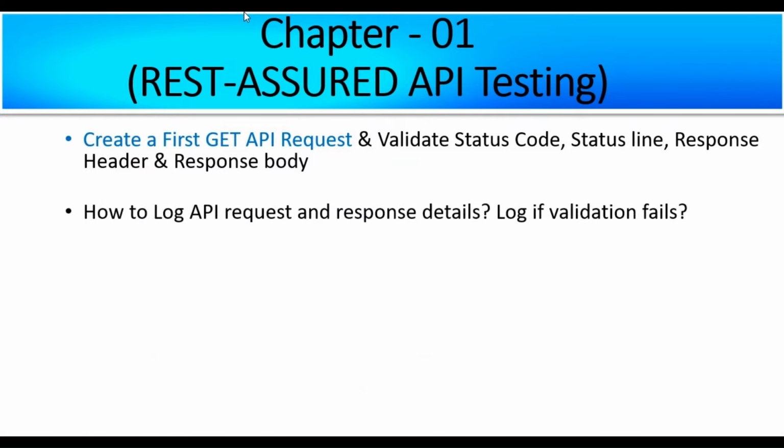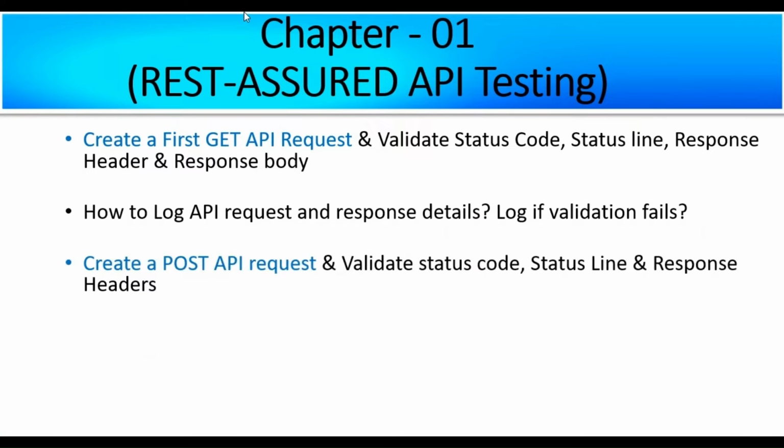Next I will discuss how to log the API request details and the response details, such as the API request headers or request body, or the API response headers or response body. We can also specify a condition to log when specific validations fail. Then next I will discuss how to create a POST API request. Then we will validate status code, status line, and response headers.